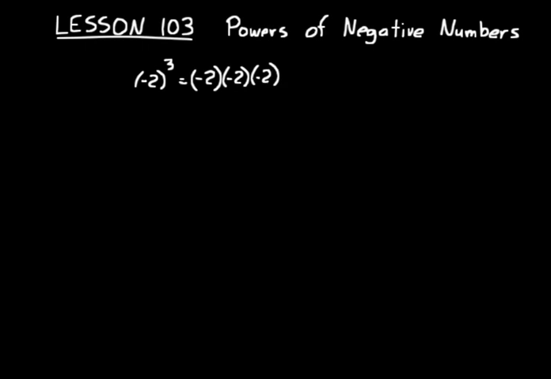Now we know what happens when we multiply two negative numbers together. That equals a positive. So negative 2 times negative 2 is a 4, right? Multiply that by that third negative 2 and we get a negative 8.